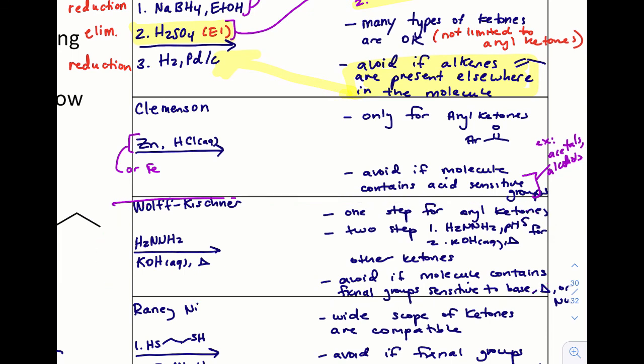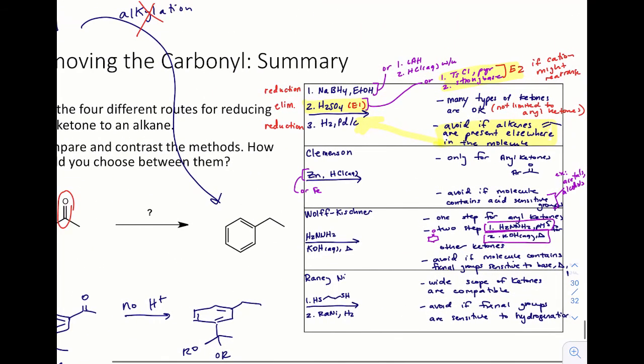The next reduction that we learned is the Wolff-Kishner reaction. The Wolff-Kishner reaction occurs under basic conditions. For aryl ketones, this reaction can be conducted in one step as long as it's heated. For ketones that are aliphatic, meaning there's not an aryl group, so for example, if you had cyclohexanone, this is a two-step process. So first generate the hydrazone under imine formation conditions, so slightly acidic, and then treat it with KOH and heat to reduce the ketone.